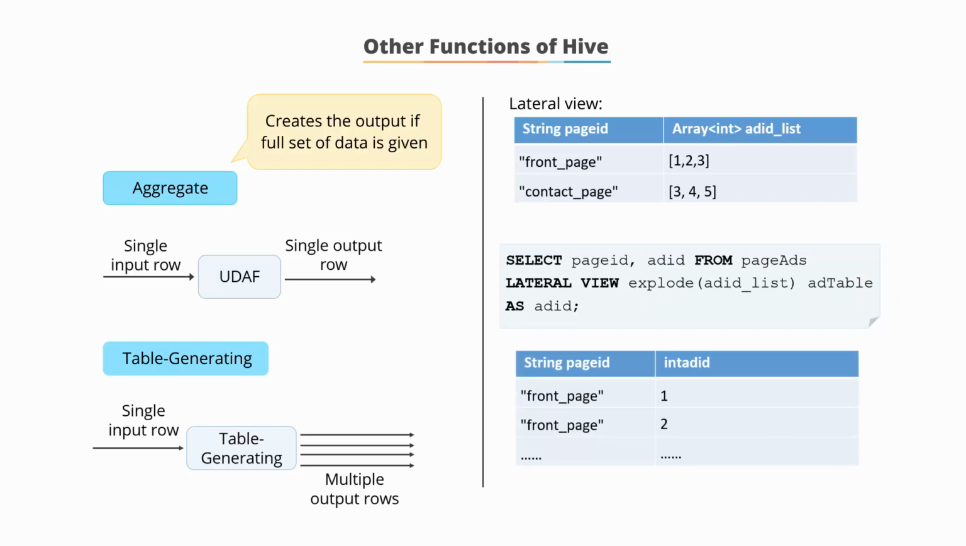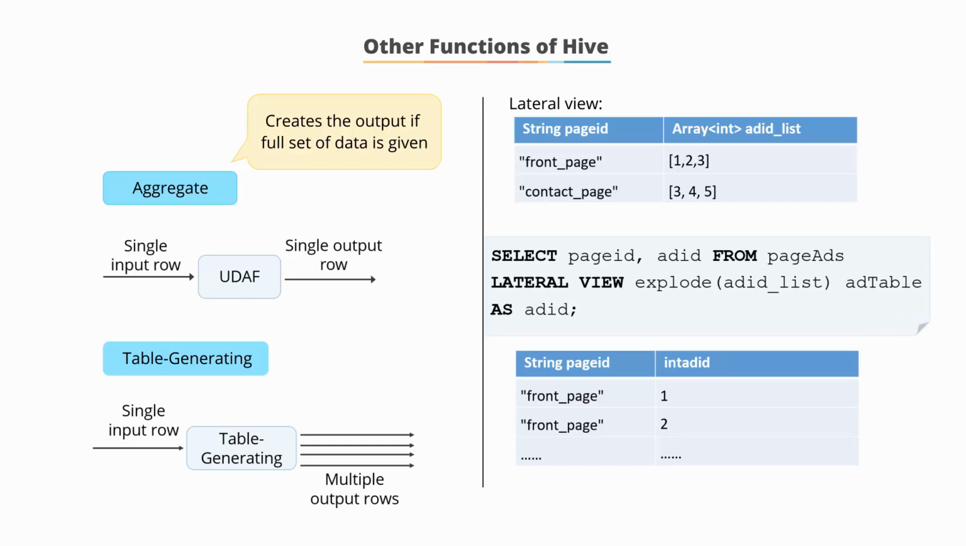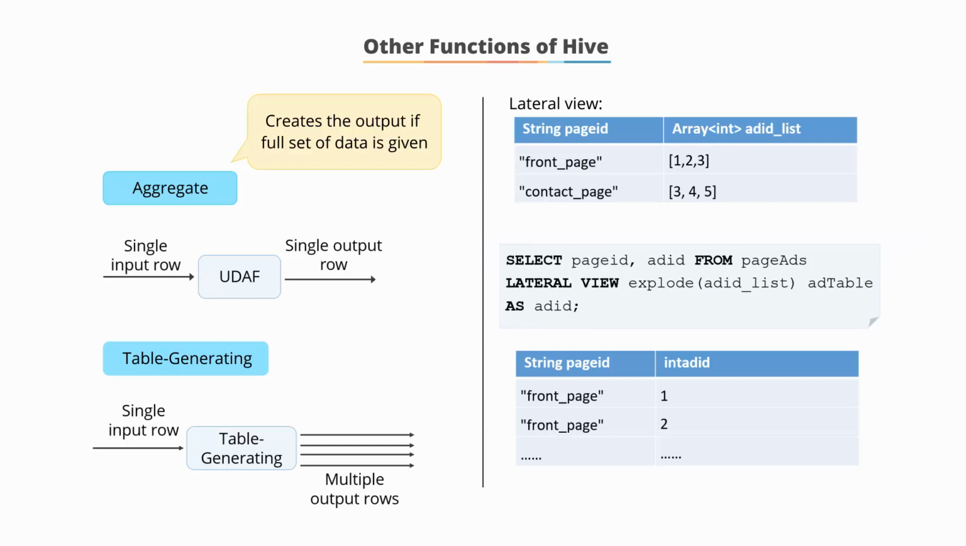Consider the base table named page ads. It contains two columns, page ID, which is the name of the page, and ADID underscore list, which is an array of ads that appear on the page. A lateral view with the explode can be used to convert the ADID underscore list into separate rows using the provided query.